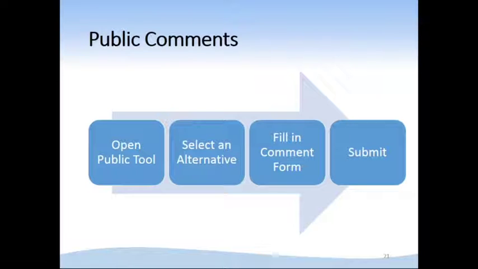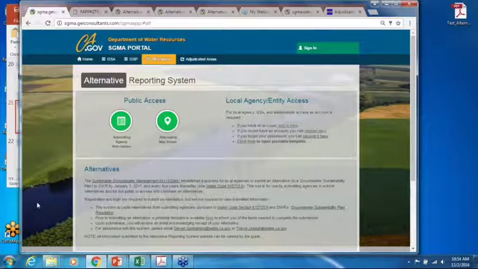So the workflow is opening the alternative reporting system, selecting a submitted alternative that you plan to comment on, filling out the comment form, and then submitting that form. So now we'll demonstrate that in the tool. As I mentioned, there's two components of the alternative reporting system. One is the public access of information that does not require a login, and the other is the local agency access that does require a login.